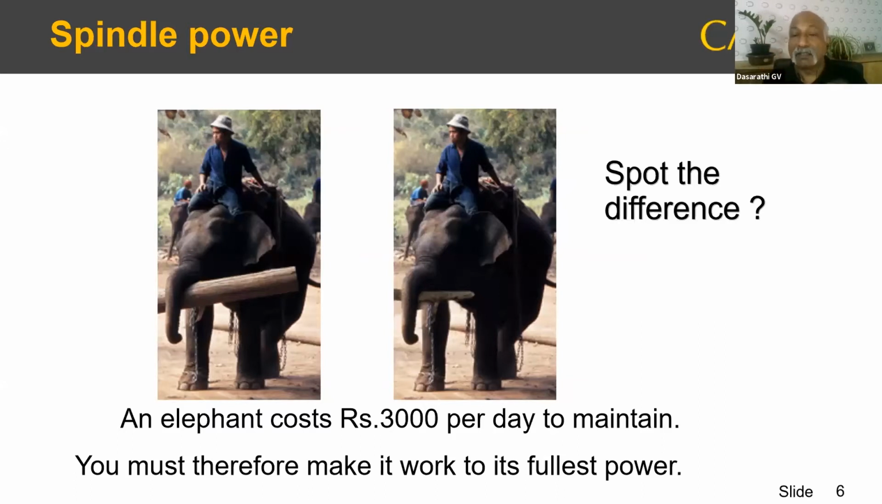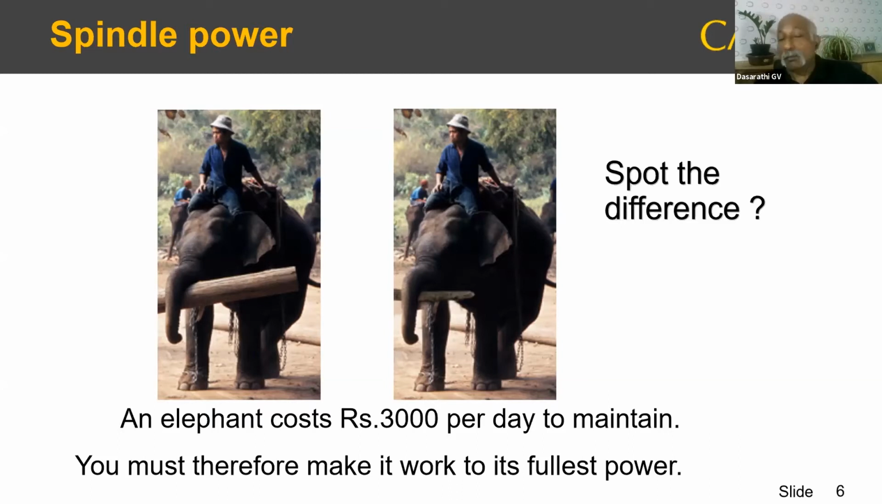They're the same elephant, the same mahout, right? But the elephant on the right is not loaded properly. It can carry a much heavier load, but it's carrying a much smaller load. An elephant coincidentally costs about the same as a small size CNC lathe. It costs about 3,000 rupees a day to maintain, to give it food, for its medicines, for the cost of the mahout, and so on.